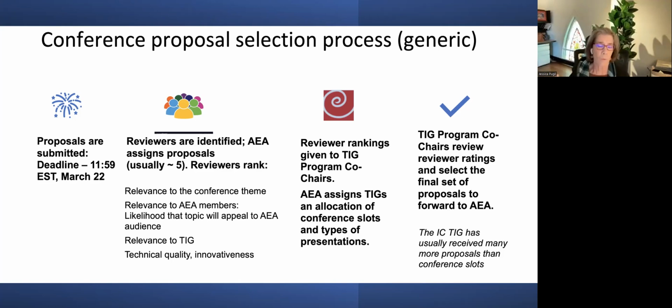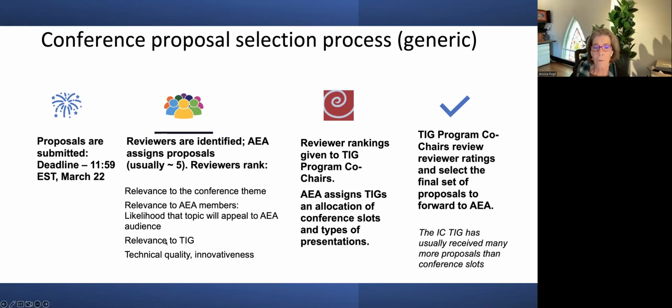Reviewers are supposed to read each proposal and rank them on a number of things. The most important is, what is the relevance to the conference theme? As you know, the conference theme this year is the power of story. So the reviewers are looking at how well your proposal relates to that theme. The other thing they rank is the likelihood that the topic will appeal to an AEA audience or to that particular TIG audience, right? So reviewers look not only at how it relates to the conference theme, but whether this is generally a topic that people in AEA or that TIG are interested in.